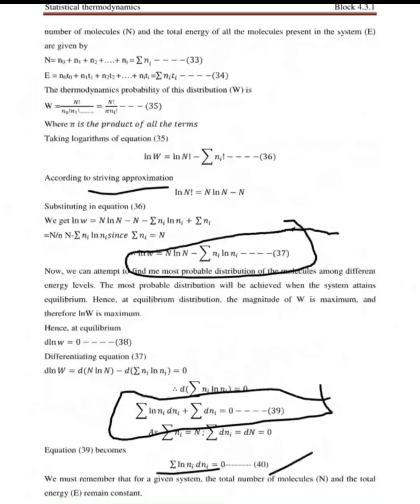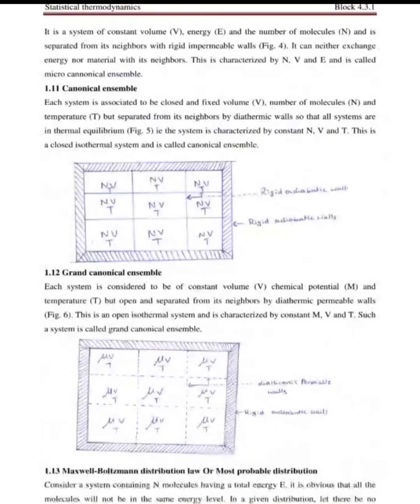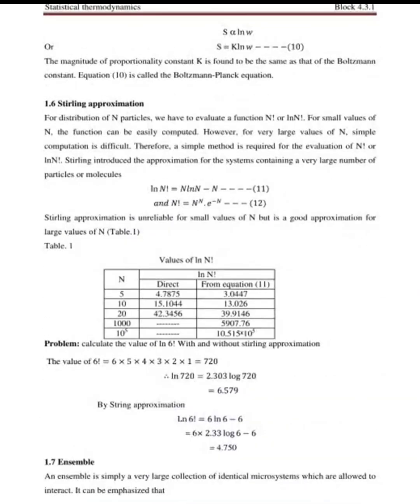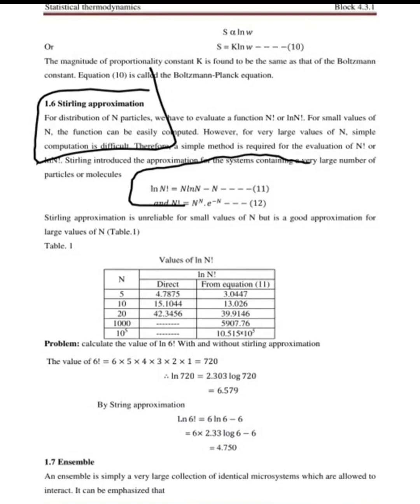This I discussed previously, in the previous unit, the Stirling approximation formula. I will explain there itself, otherwise you'll get confused. Yes, this is the Stirling approximation where ln of N factorial is equal to N ln N minus N. That is equation 11. That is the Stirling approximation. It is the approximation for a system containing a very large number of particles or molecules. So that formula we are going to take in this equation.